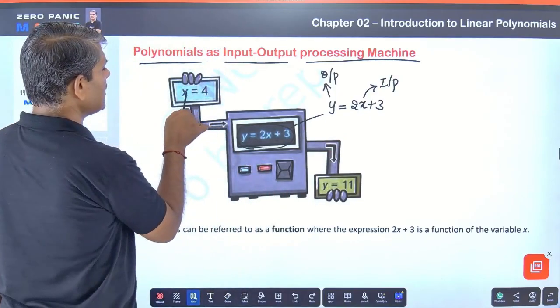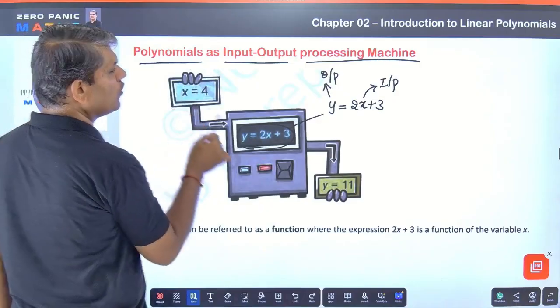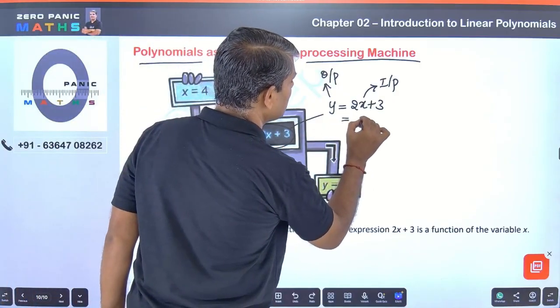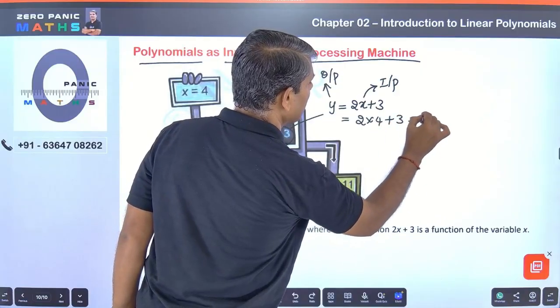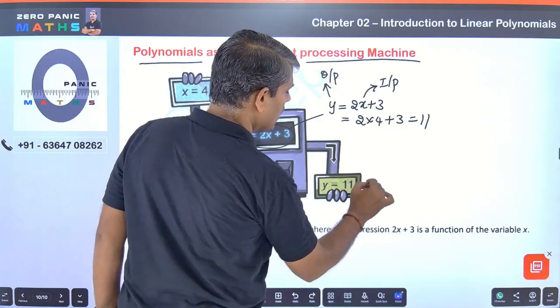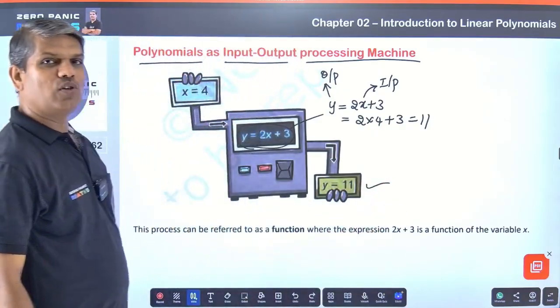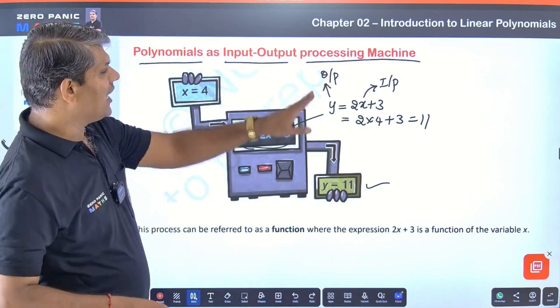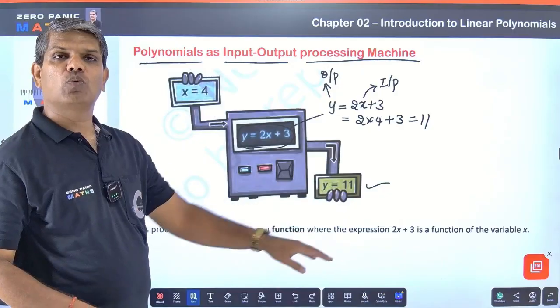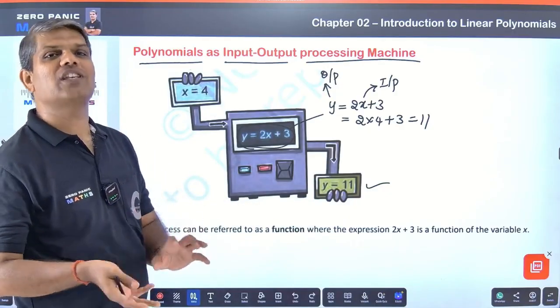So you put in the value of x and get the value of y. There is an example given here. If x is equal to 4, then the process is 2 into 4 plus 3, which is 11, and that is the output. y is equal to 11. So you put in different values of the input x and get different values of output y. So it is an input output processing machine.